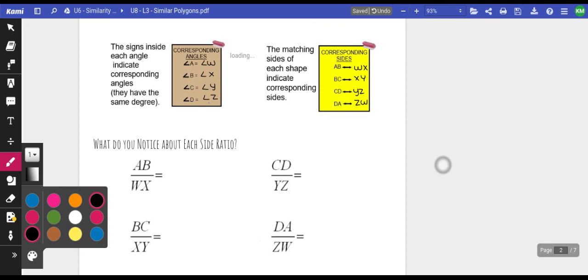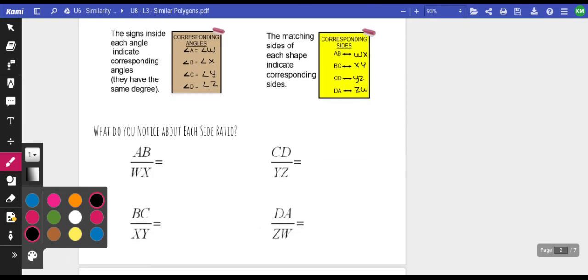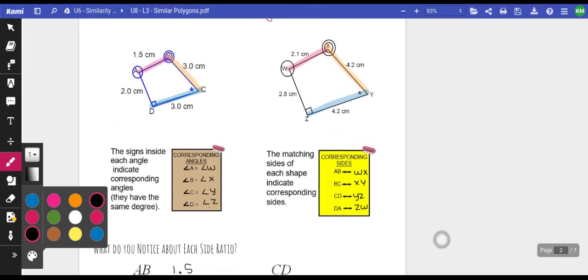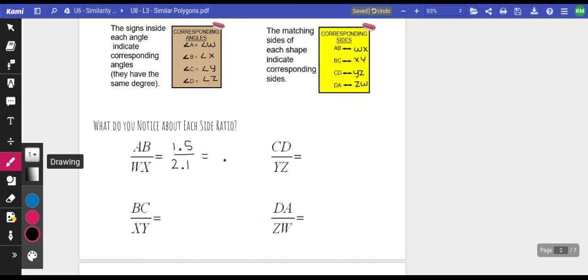I want us to do the side ratios. So what we're going to do is take the side length for each and see what it equals. What is the side length that is AB? 1.5. So we're going to put that on the top. What is the side length that is WX? 2.1. There's decimals there, so I'd like you to divide that for me. 1.5 divided by 2.1. Okay, 0.718, kind of a funny one.